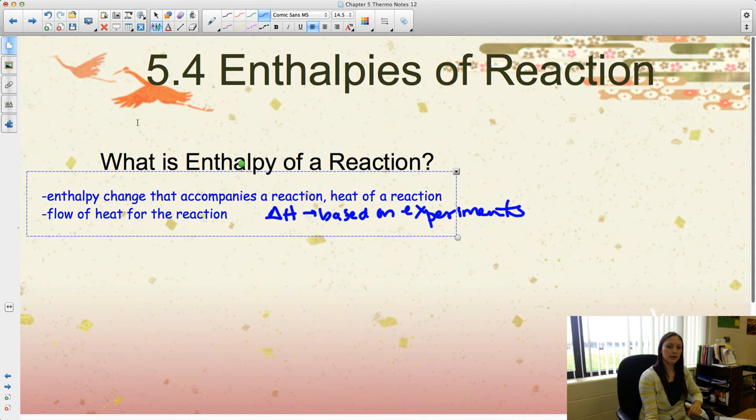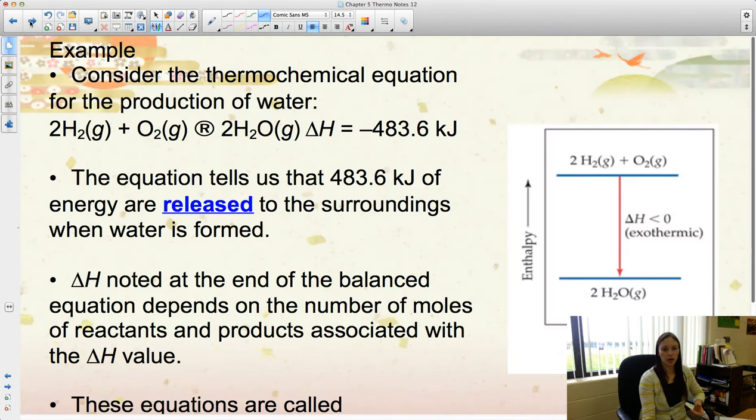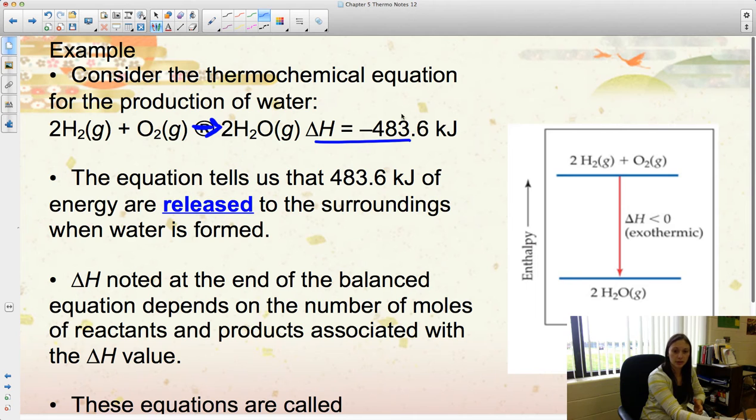So we're going to look here at an example of what exactly these enthalpies of a reaction are. So we're going to look at water. Okay, water is an easy example here. The equation tells us here, I've got two H2 and an O2 to give water, and it has delta H of negative 483.6 kilojoules. Well, what that means is that that amount of kilojoules is released to my surroundings. I know they are released because this right here is negative.